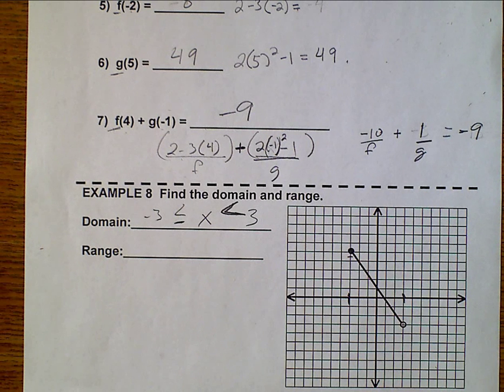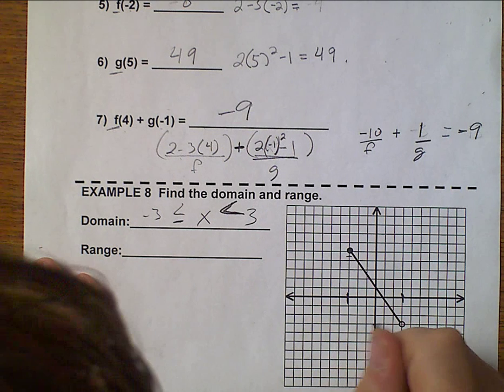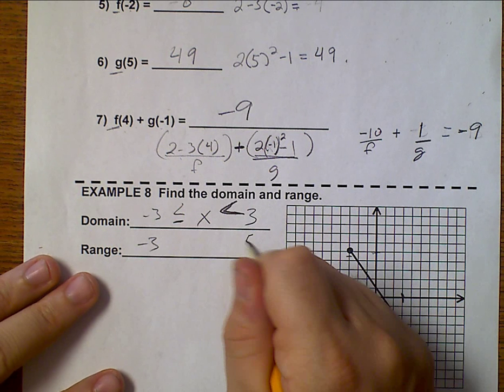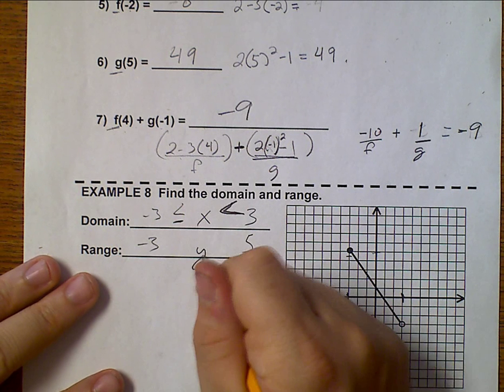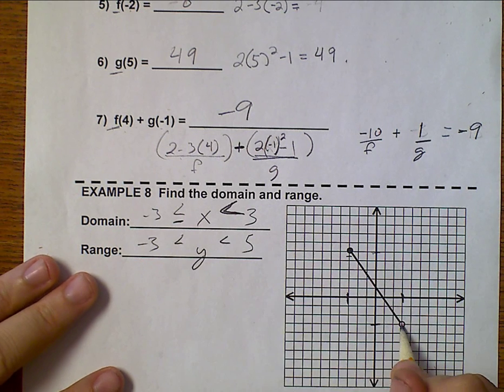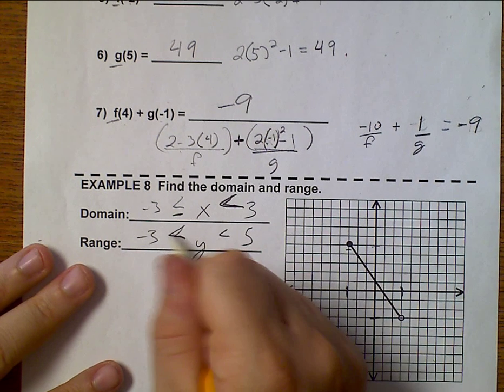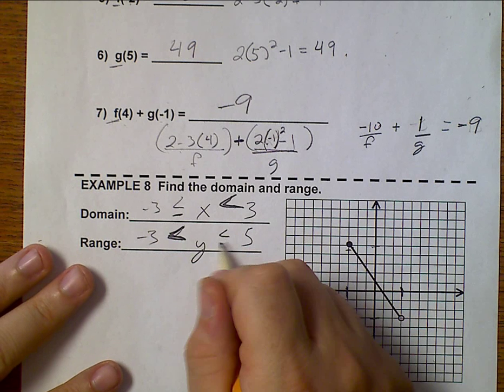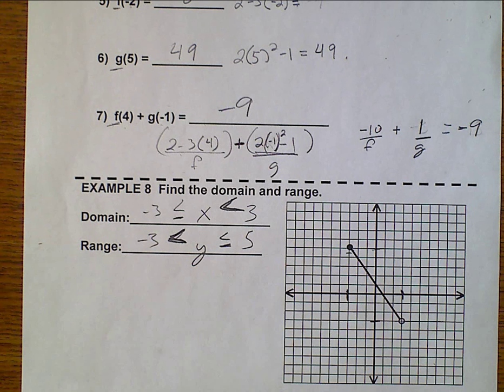And now for my range, well, my smallest is again negative 3. My largest is 1, 2, 3, 4, 5. y is in the middle. And now my small value is open, so it gets no bar. My big one is closed, and so it does get the bar.